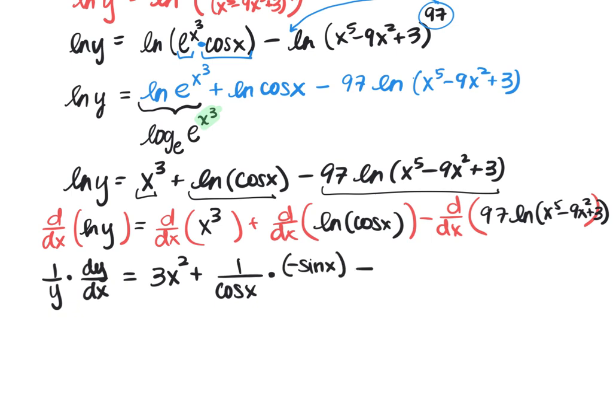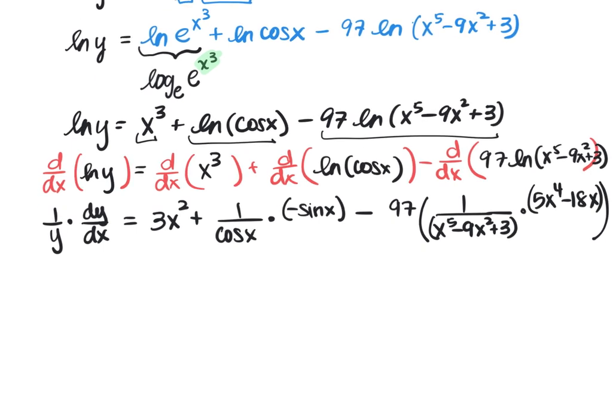minus 97 times natural log of that quantity. So that would be minus 97 times the derivative of natural log, which again is 1 over that quantity, x to the fifth minus 9x squared plus 3. And then we need to chain on the derivative of the inside function, which would be 5x to the fourth minus 18x.